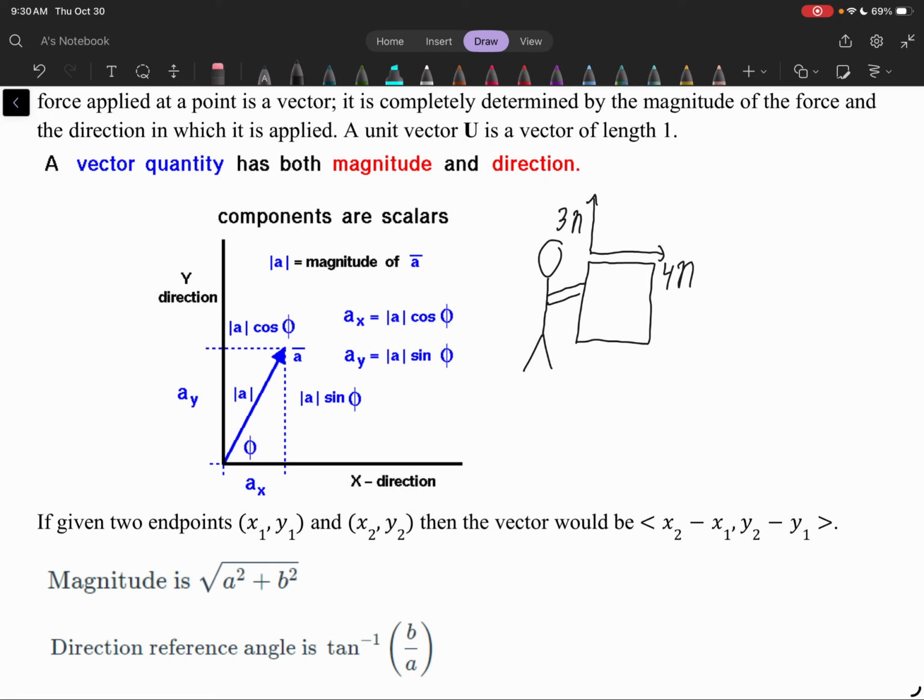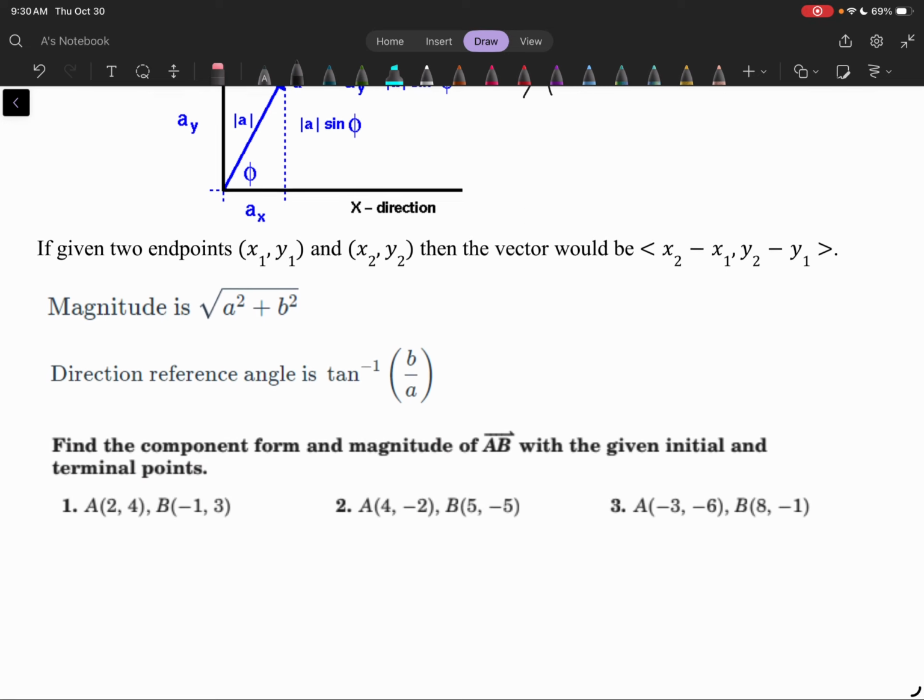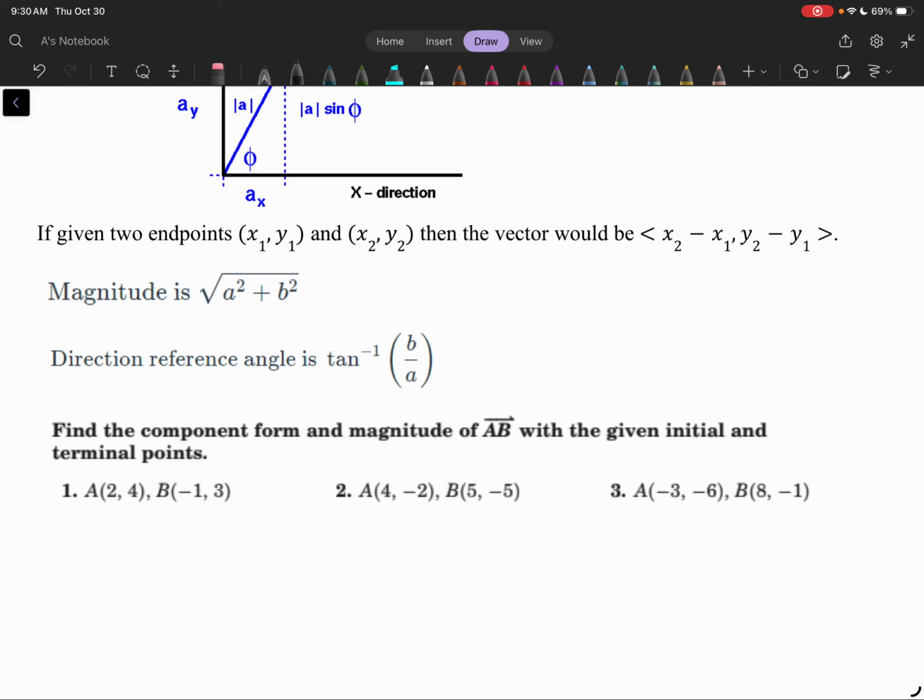Now we'll answer that here in a minute. Let me show you how to do these problems. If given two endpoints, x1, y1 and x2, y2, the vector is represented by the distance between your x and y values. The magnitude of a vector is the square root of your x value squared plus your y value squared, and your direction is the arctangent of your y value over your x value.